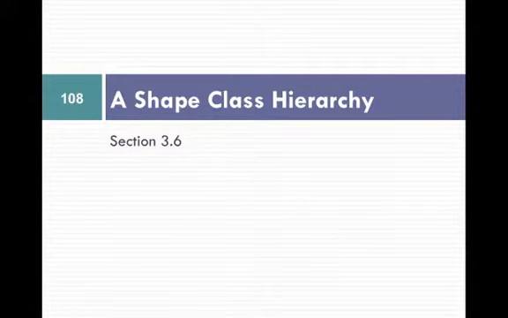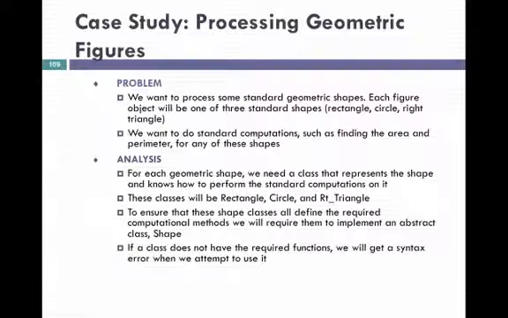This slidecast presents a class hierarchy for shapes, and it illustrates an abstract class and pure virtual functions. The problem we're trying to solve is that we want to process some standard geometric shapes. Each figure object is going to be one of three standard shapes, a rectangle, a circle, or a right triangle. And we want to do some standard computations, such as finding the area or finding the perimeter.